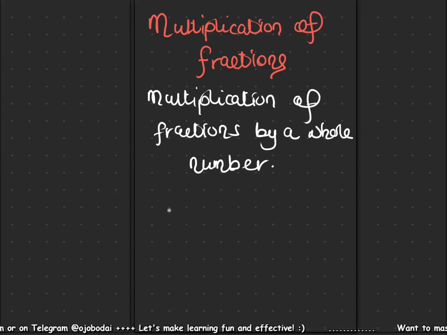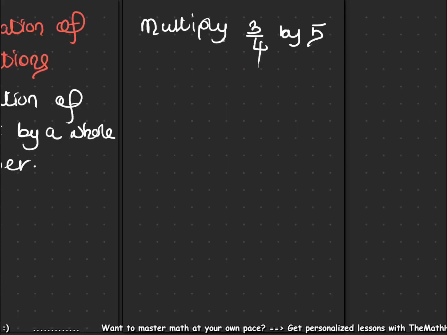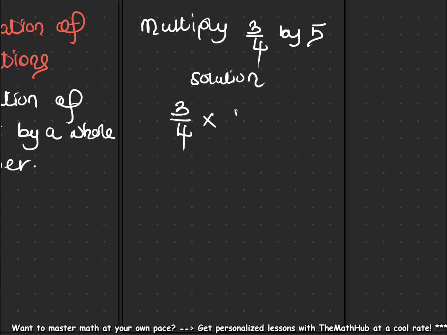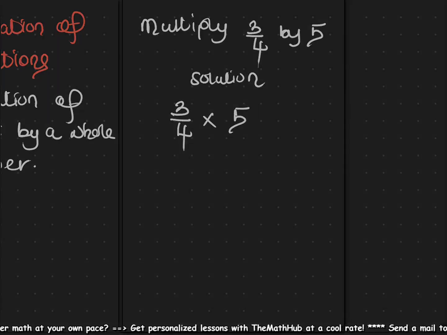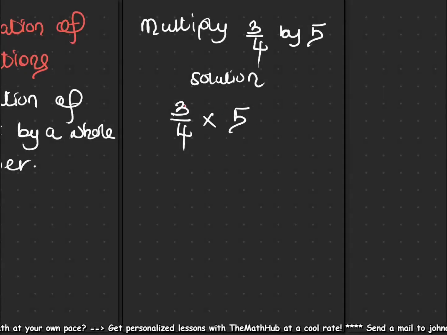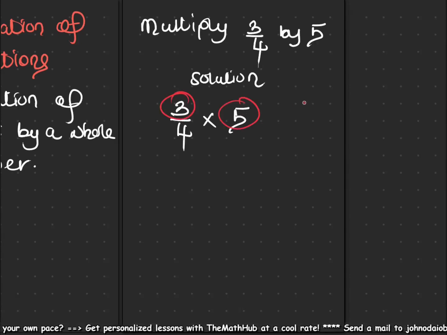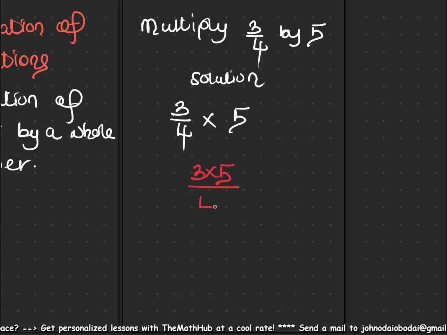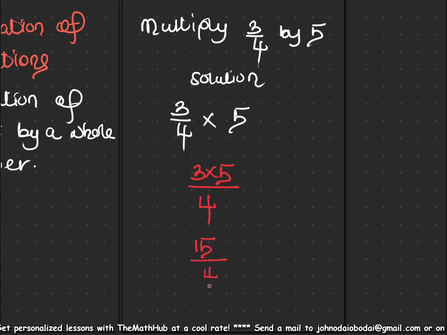Let's take some examples. So we have to multiply 3 over 4 by 5. How do we go about that? So we have 3 over 4 times 5. All we do is multiply the numerator by this number here. So multiply this by this, and that is all. So our answer is going to be 3 times 5 all over 4. Then 3 times 5 gives us 15. Then we have over 4.